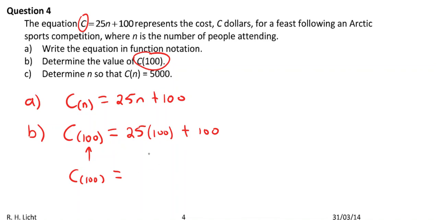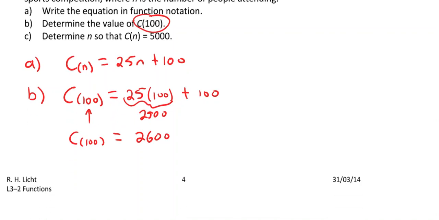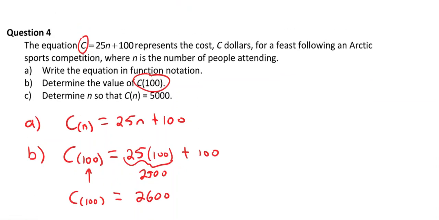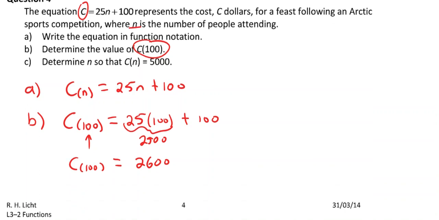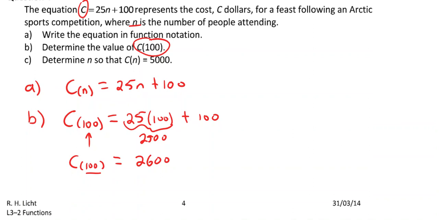okay, so what do you guys end up getting? So this part would be 2,500 plus 100, so this would be 2,600. Okay, so there we go. That's it. And just remember what we were doing here. N was the number of people attending. So this was saying if 100 people attend, we would make $2,600, right? Input and output. The input was the people attending. The output was the value that we got out of it.